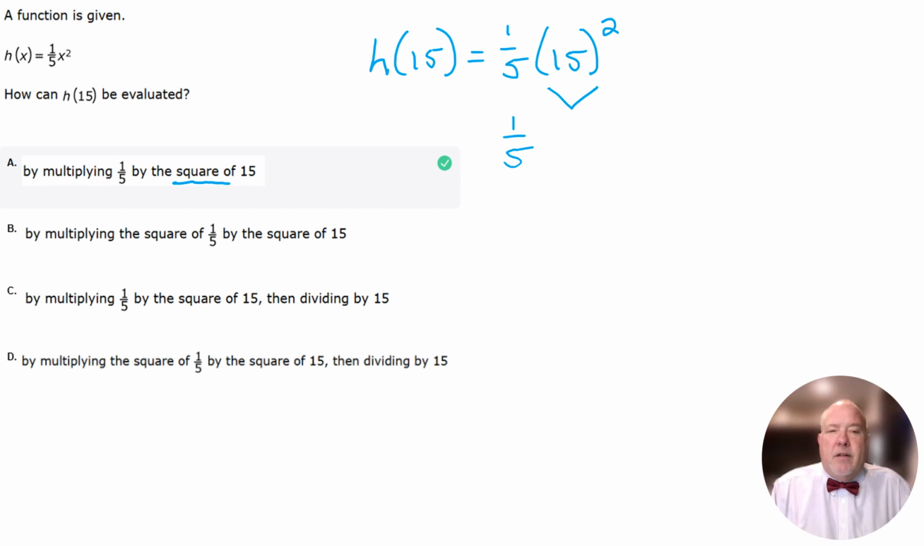Just real quick to look at these other ones. B says by multiplying the square of 1/5. Nope, we're not squaring 1/5. We're only squaring the 15, so it's not that. And then C says by multiplying 1/5 by the square of 15, then dividing by 15. I don't know where that came from. No, it's clearly not that. D says by multiplying the square of 1/5 by the square of 15, again, we're not squaring the 1/5.